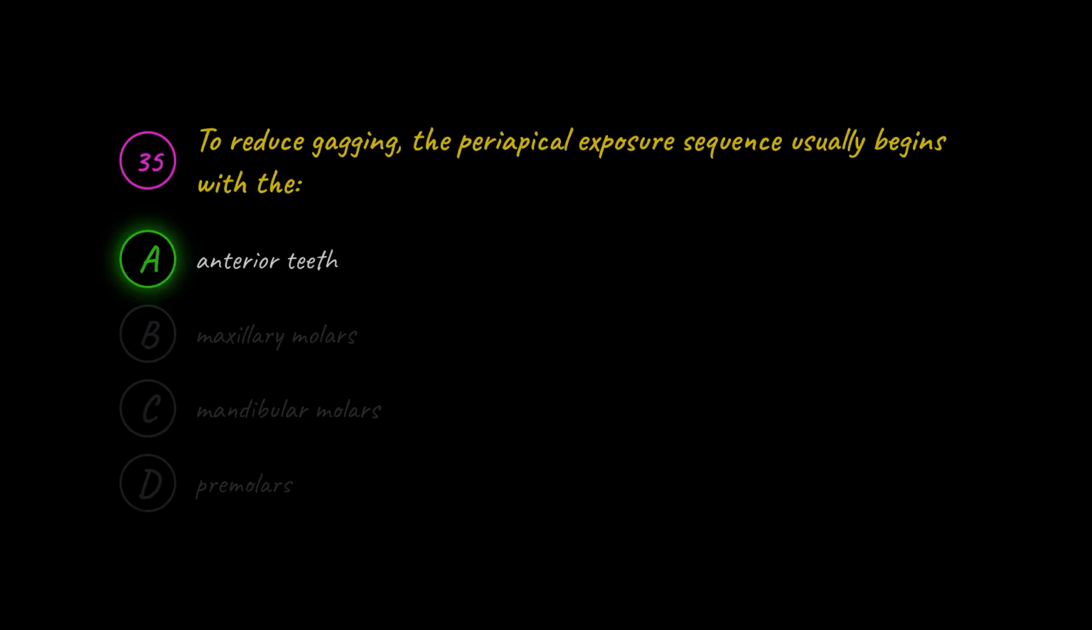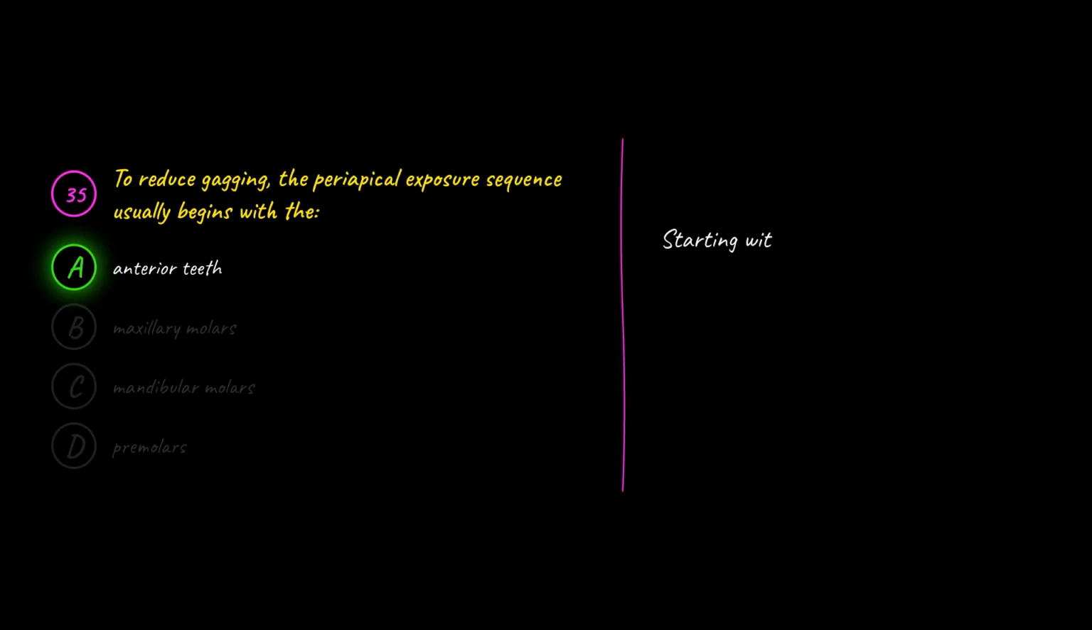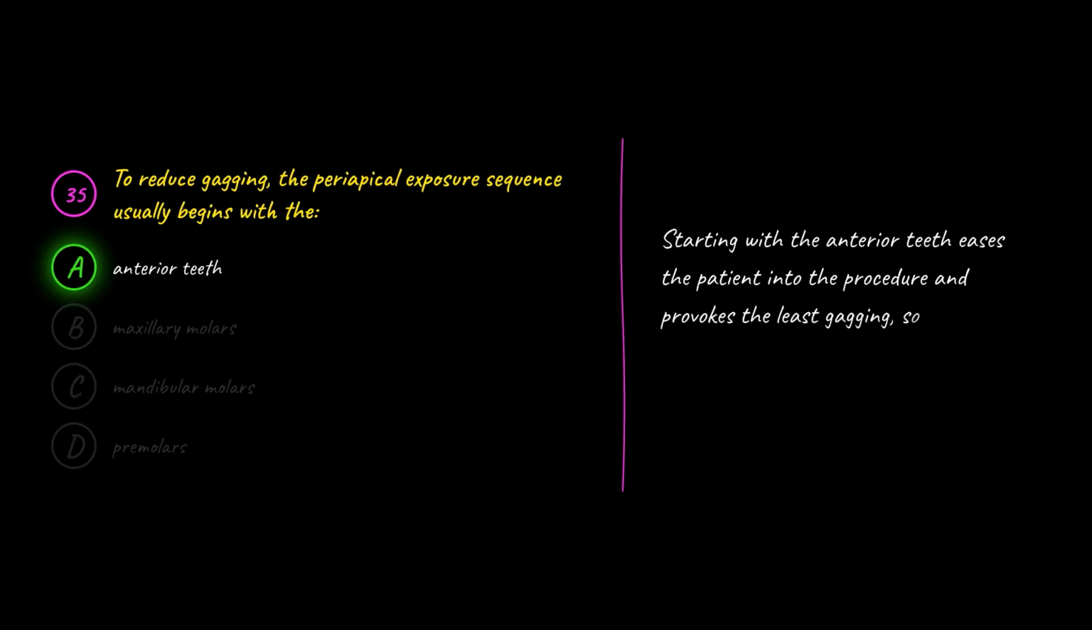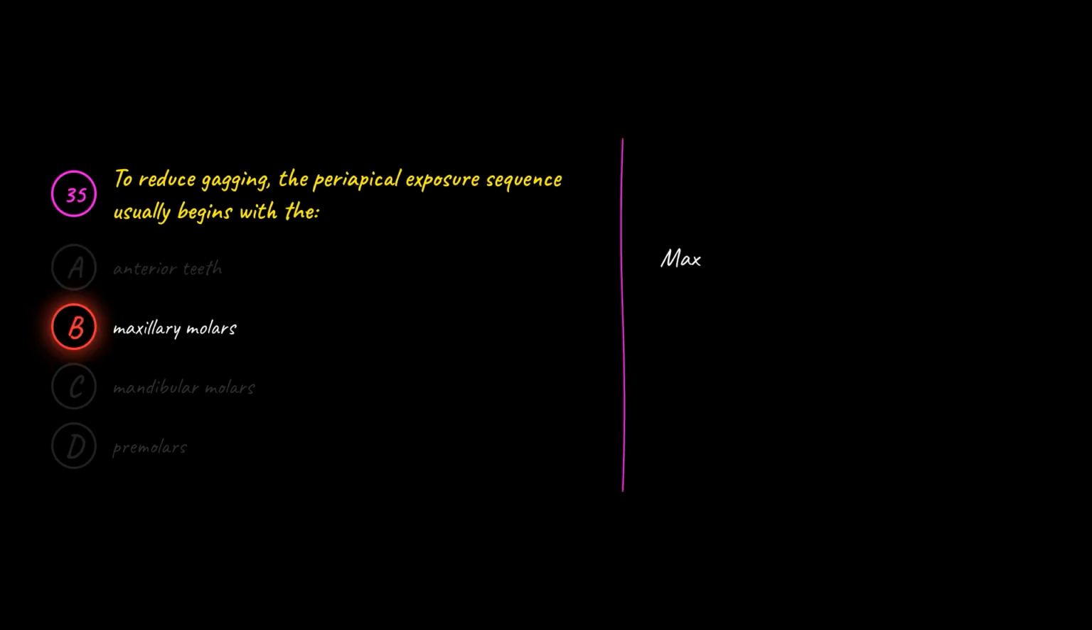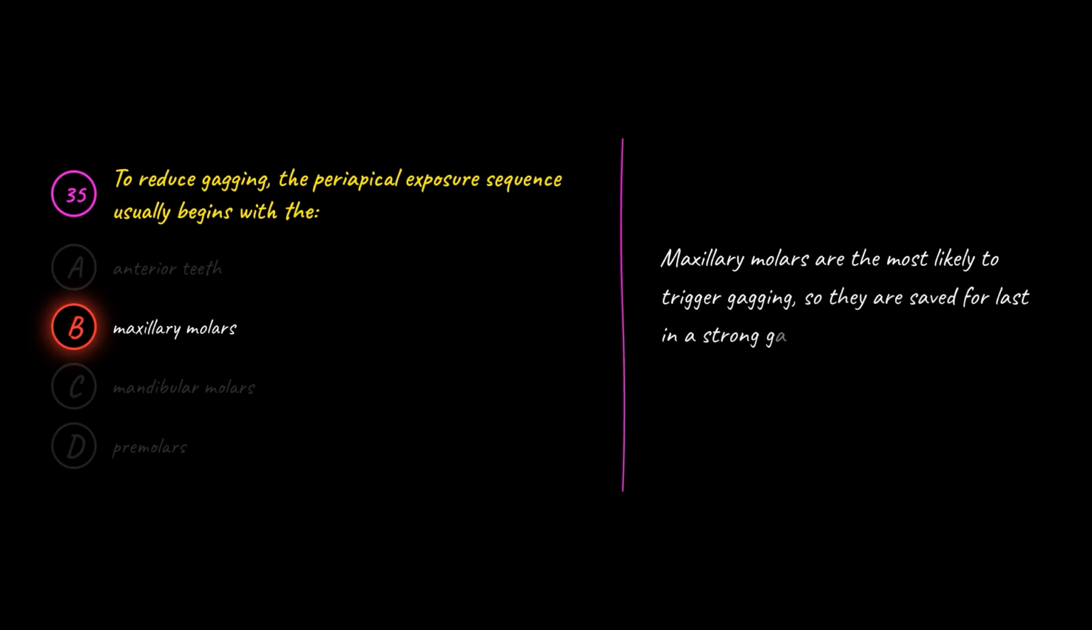Anterior teeth. A is correct because starting with the anterior teeth eases the patient into the procedure and provokes the least gagging. So the sequence works front to back and saves the gag-prone areas for later. B is wrong because maxillary molars are the most likely to trigger gagging. So they are saved for last and, for a strong gagger, never used to open the sequence.